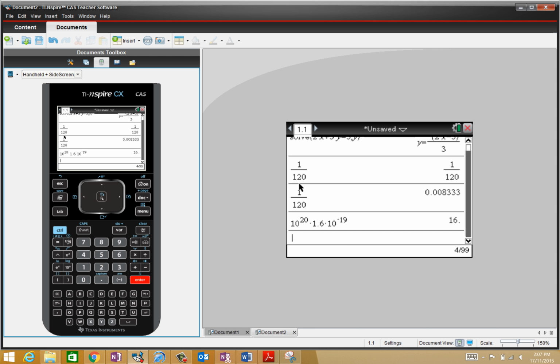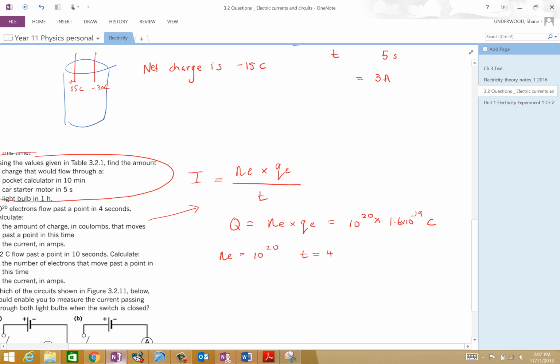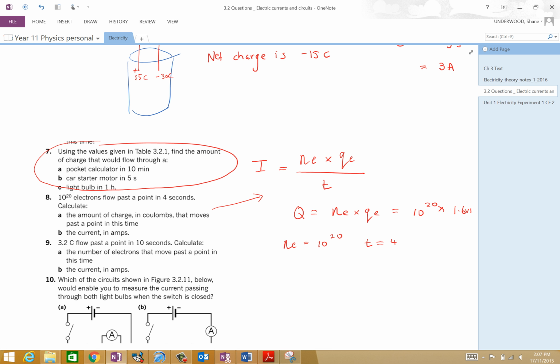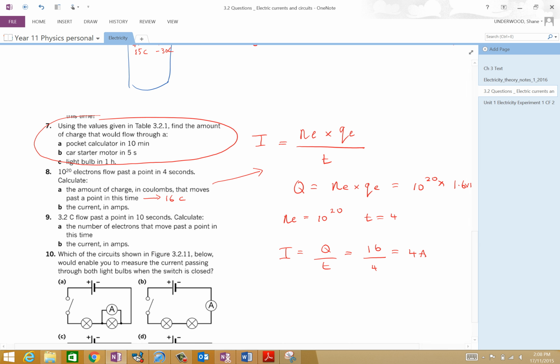16, is that what you got? Yes. So we've got 16 coulombs of charge. The amount of charge that moves past a point in this time, 16 coulombs. The current in amps, well, we now can refer to this. We've got 16 coulombs of charge in 4 seconds is 4 amps, isn't it? Okay.